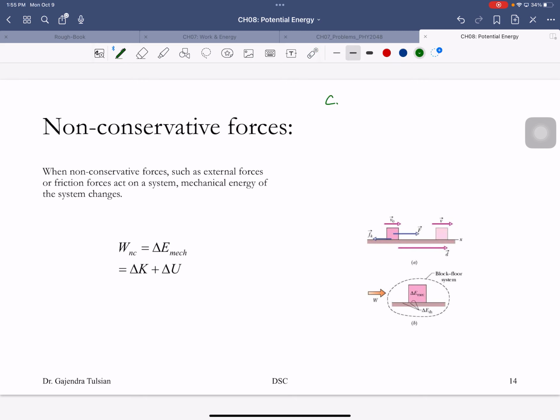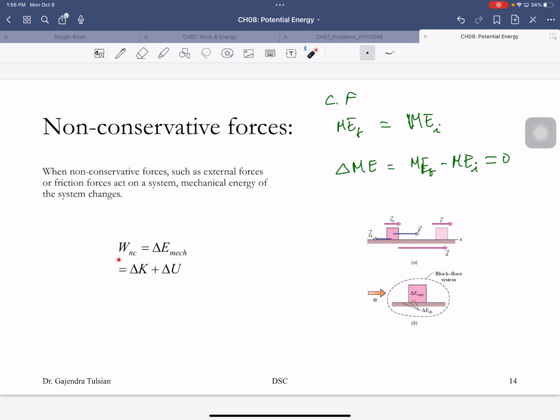When only conservative forces act, mechanical energy at a final point is equal to mechanical energy at the initial point. So I bring this over here: the change in mechanical energy is 0 when only conservative forces act. When non-conservative forces act, they change mechanical energy.